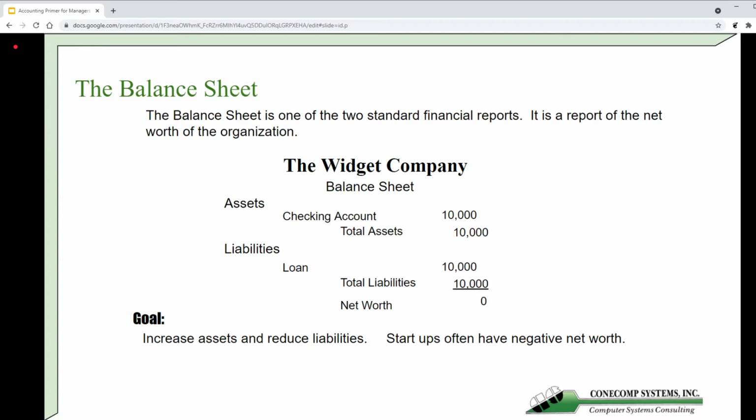So what's the goal? Looking at this, you can probably guess what the goal of a company is, and that's to increase our assets and reduce our liabilities, yielding then some net worth to our company. But we want to warn you, if you're in a startup business or you're thinking of starting up a business, they can have a negative net worth until they get up and running.